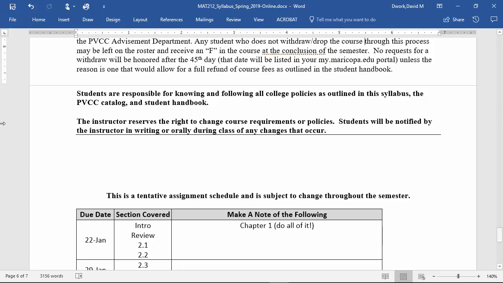Last but not least, I reserve the right to change the course, anything in here, but of course I will announce it in class and tell you what changes have occurred.